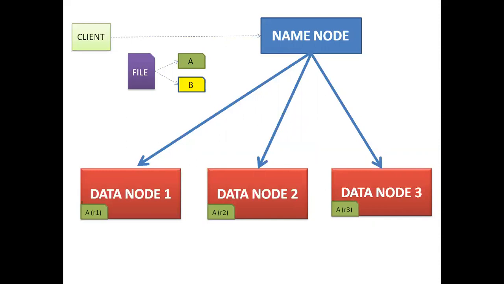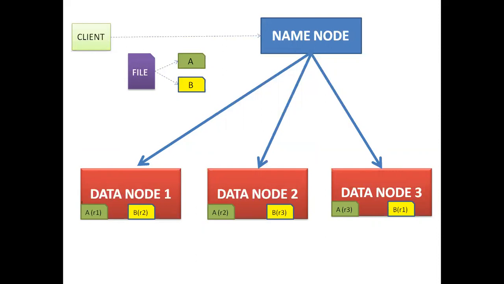Similarly, block B is also replicated three times in three different data nodes, as given in the picture. Once the replication is done, a complete snapshot of all data nodes is taken at regular intervals for the name node, and we call it the FS image.